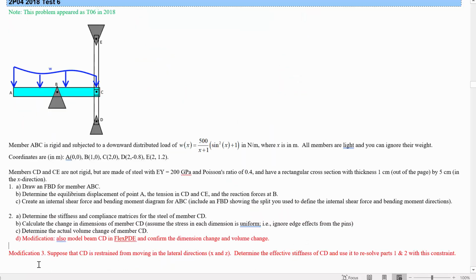Okay, so now we're ready for modification 3. Suppose that CD is restrained from moving in the lateral directions in X and Z. Find the effective stiffness of CD in the longitudinal direction and use it to resolve parts 1 and 2 with this constraint.